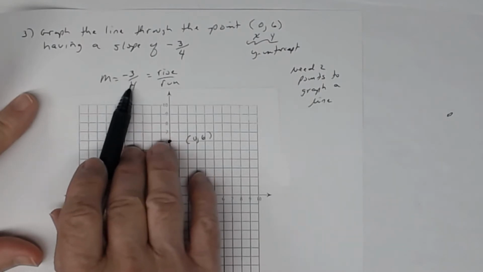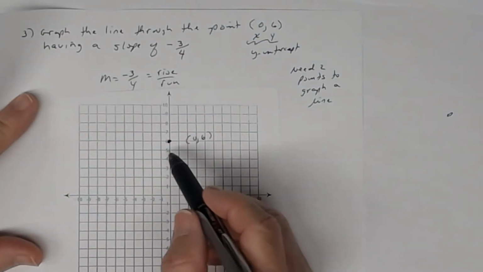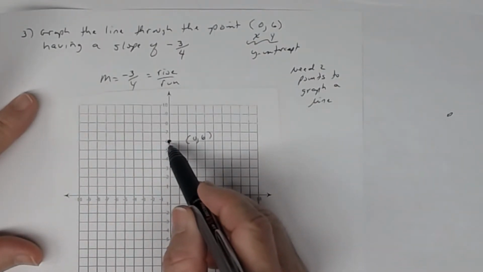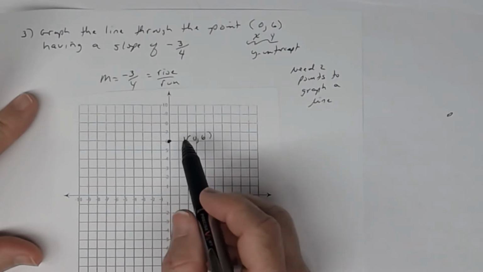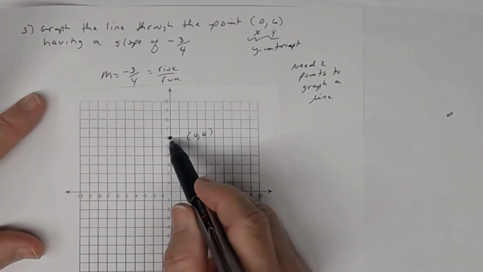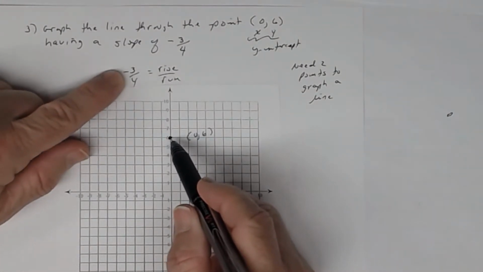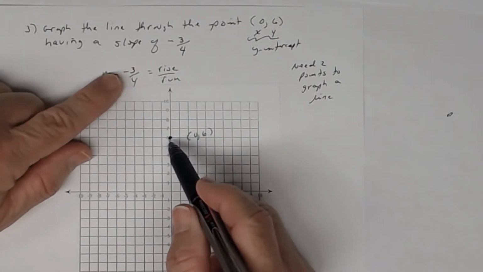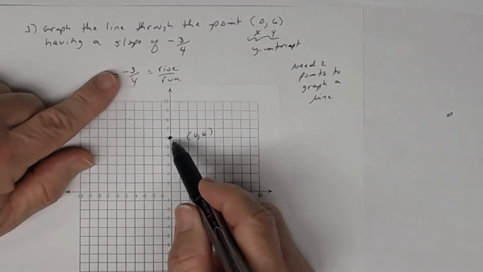Rise is -3, run's a +4. So from that y-intercept, that's where the graph's going to cross the y-axis. That's why it's called the y-intercept. From that y-intercept, I'm going to go down 3, since my rise is negative.